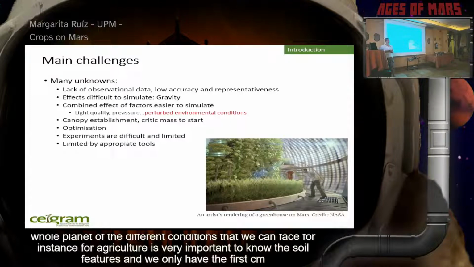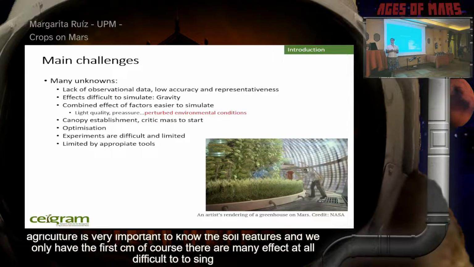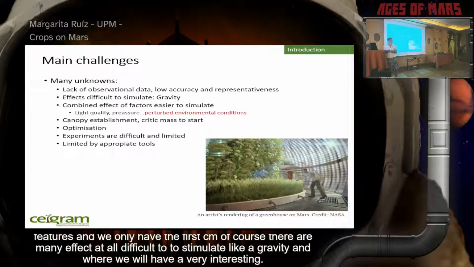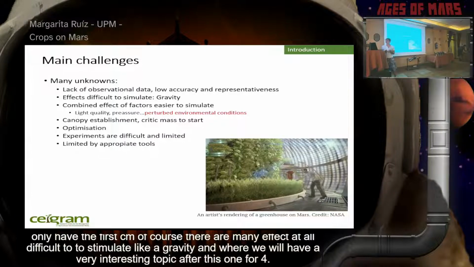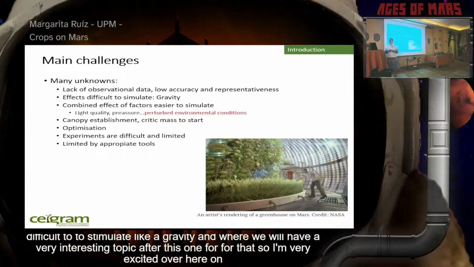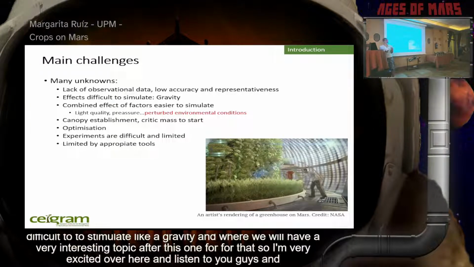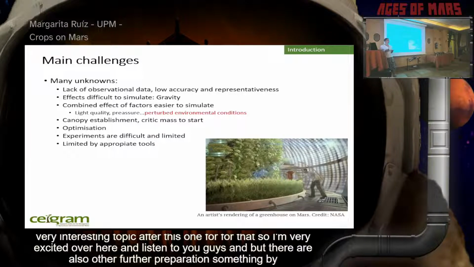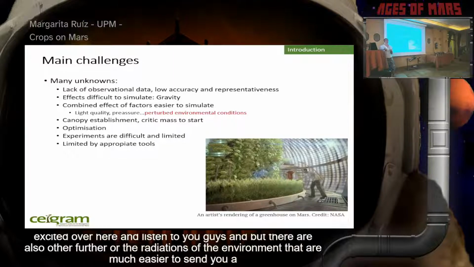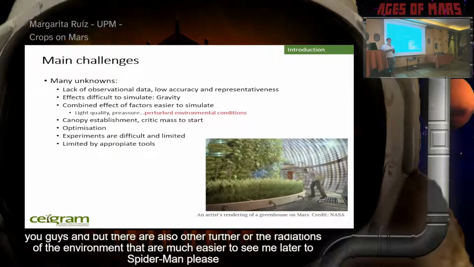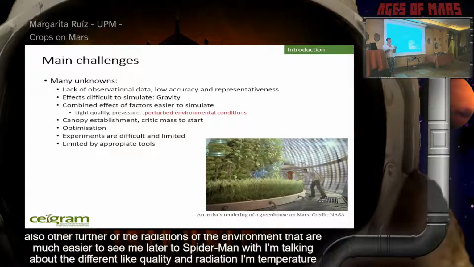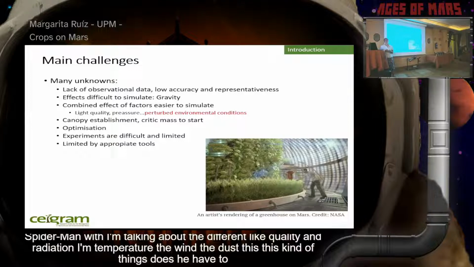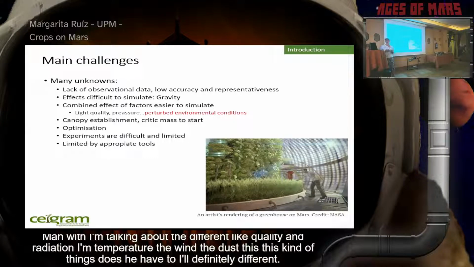Of course, there are many effects that are difficult to simulate, like gravity, and we will have a very interesting talk after this one for that. So I'm very excited of being here and listen to you guys. But there are also a lot of other perturbations of the environment that are much easier to simulate or to experiment with. I'm talking about different light quality and radiation and temperature, the wind, the dust. These kind of things, the CO2, or the different atmosphere are easier to simulate.